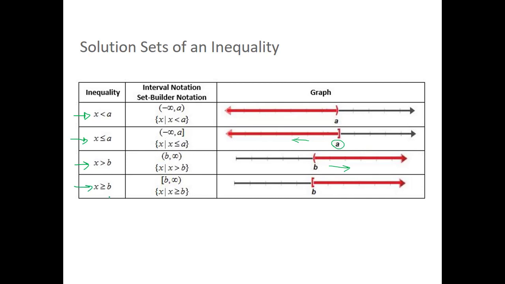The last inequality is x ≥ b. Solutions of this inequality are all numbers greater than b and also including b. The graph of the solution set consists of all numbers to the right of b and including b. So we shade to the right and put a bracket on b. Its interval notation is [b, ∞). Its set builder notation is the set of x such that x ≥ b.